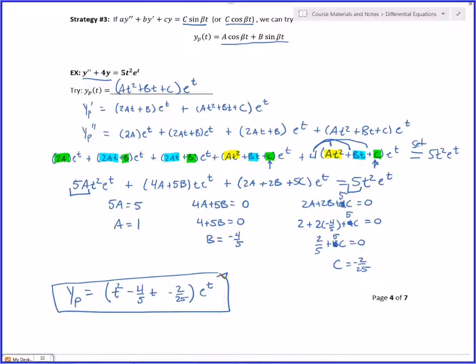All right, any questions about that? So you've got to get a good initial guess, and then from there you've got to keep track of a lot of parameters.